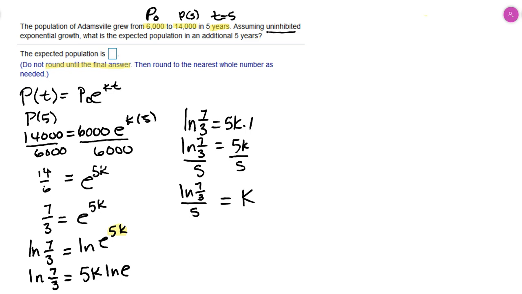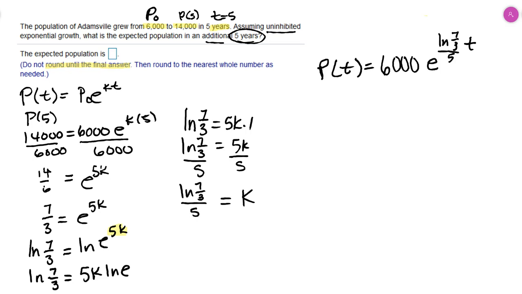So we've been able to find our growth rate, and now we can modify our formula to be specific for this problem. We know that P naught was 6,000, that's our initial population. And we know the growth rate now is natural log of 7/3 over 5. And so now at any moment of time, I can find the population. So this says an additional 5 years. So we had 5 years to get to 14,000. We want to know the population in another 5 years. So that's going to be 10 years. So we want to do P of 10.